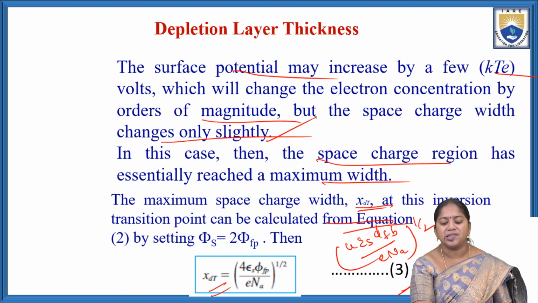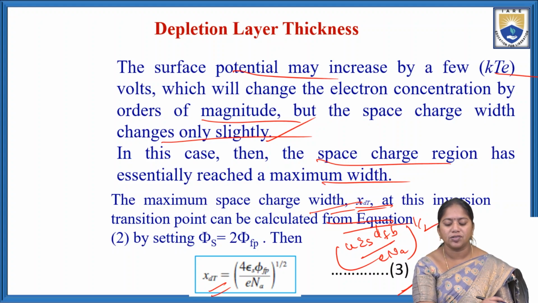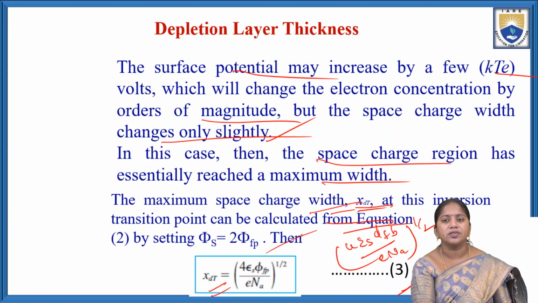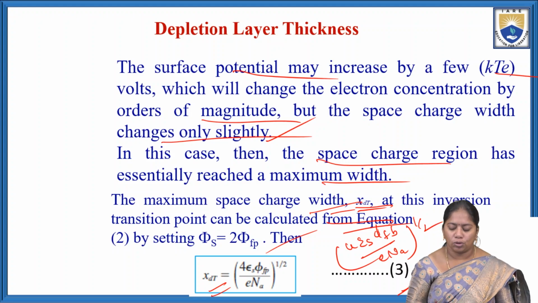In this situation, the space charge region has essentially reached the maximum width. The maximum space charge width x dT at the inversion transition point can be calculated from the equation by setting the surface potential phi s equal to 2 phi fp. Then x dT equals (4 epsilon s phi fp / (e Na)) to the power of half.